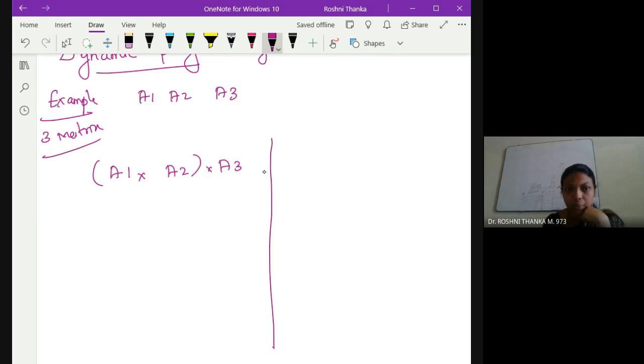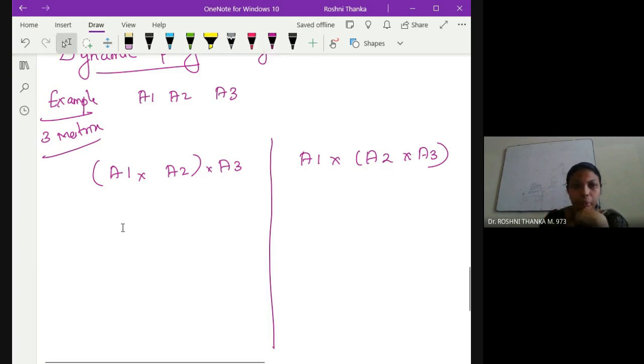The other possible way is, first I will multiply A2 with A3, then the result will be multiplied with A1. So when I have three matrices, the possible combinations of parentheses are only two, right? No other parenthesization is possible here. So these are the two ways. Now what is our objective? We want to find among these two which gives us less cost in multiplication. The cost here is the number of multiplications required.